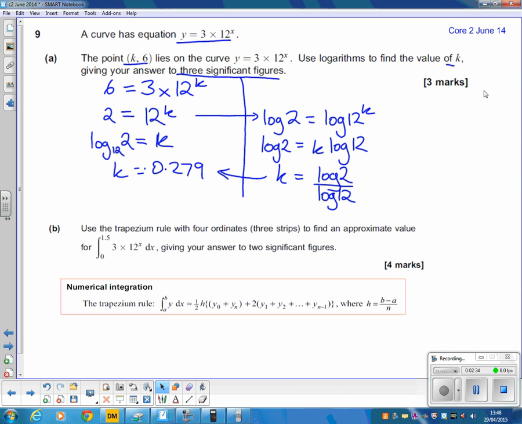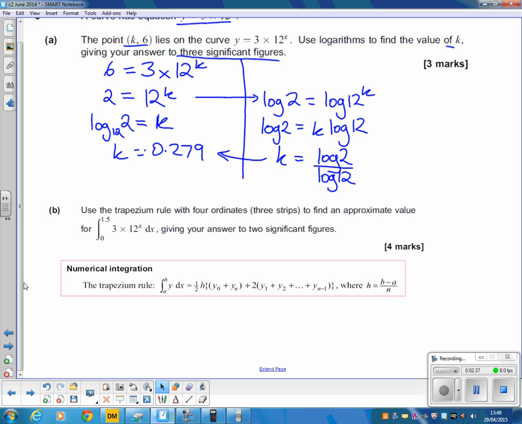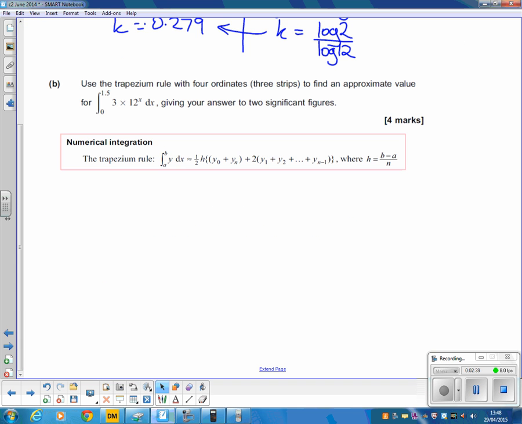Right, so then part B is the trapezium rule one. Now, I would say there's pretty much always a trapezium rule question on the Core 2 paper, so you need to know and use the trapezium rule. So on the trapezium rule, with 4 ordinates, which is 3 strips, to find an approximate value for this integral. Remember, it's only going to be approximate because it's using trapeziums to estimate a curve.